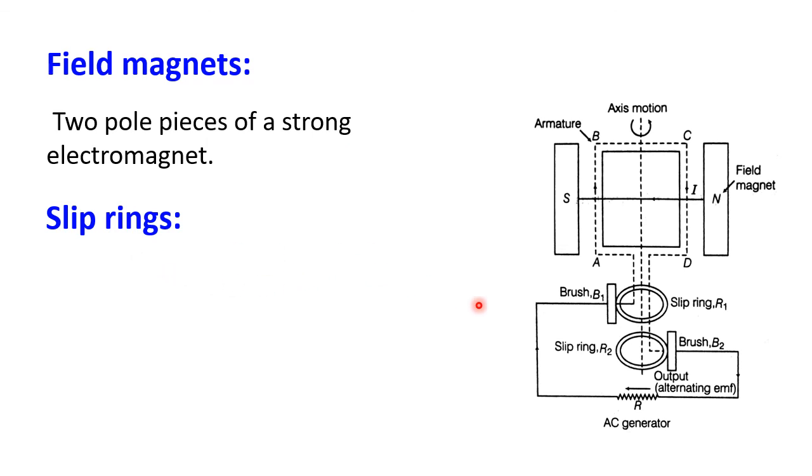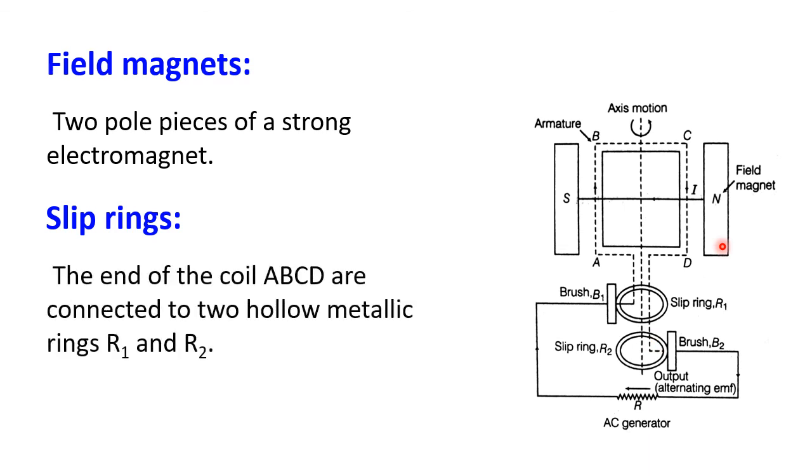Next, slip rings. You can see here R1, R2, two rings. Continuously, one ring will be connected to one end of the armature or coil, and the other end will be continuously connected to ring R2. So these two we call slip rings. The ends of the coil ABCD are connected to two hollow metallic rings R1 and R2. Those we call slip rings.